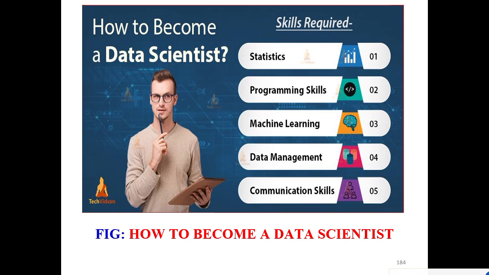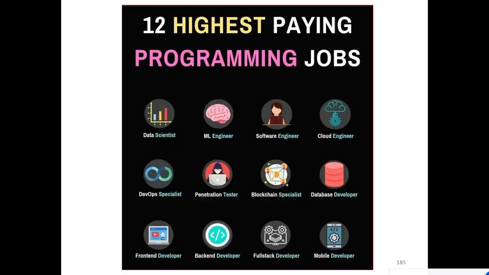So, how to become a data scientist? We need the required skills: statistics, programming skills like R programming, Python, or any one of them, machine learning knowledge like the three approaches, then data management and communication skills. Then automatically you are becoming a data scientist.